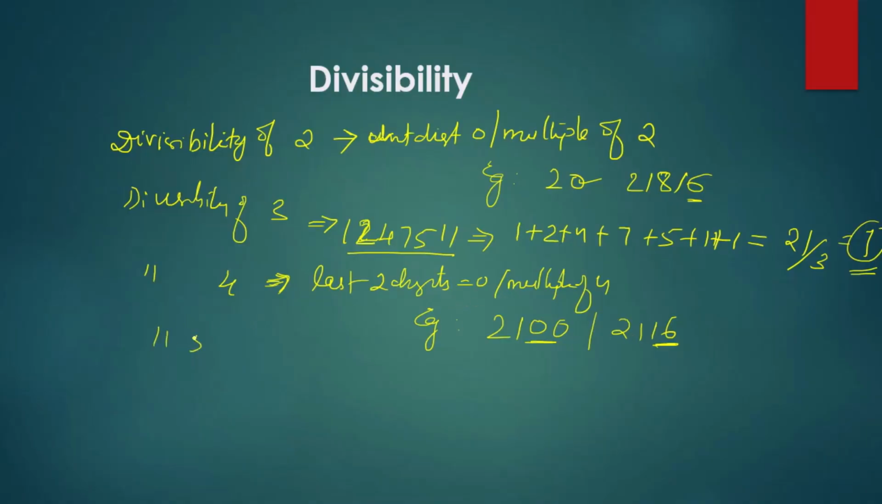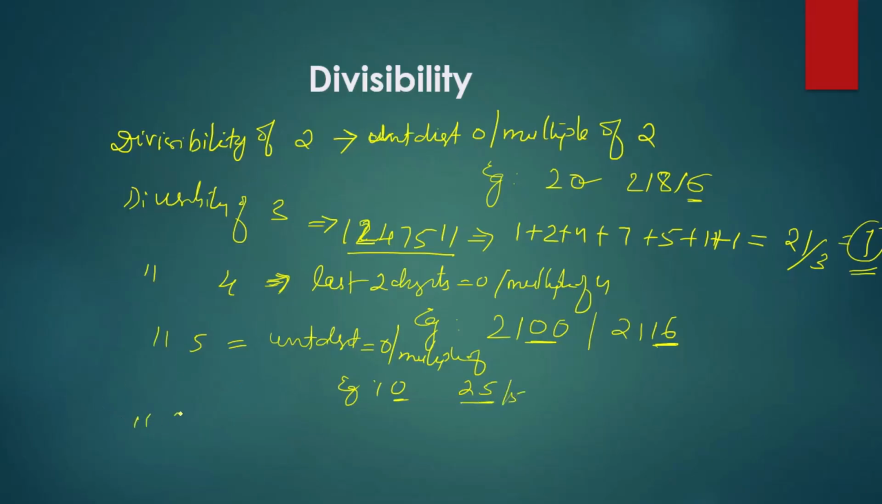Divisibility of 5. We are all familiar with the divisibility of 5, so we don't need to discuss it much. A number is divisible by 5 if the unit digit, or last digit, is 0 or a multiple of 5. Example: 10. Here the unit digit is 0, so it is divisible by 5. Also 25, the number is divisible by 5.